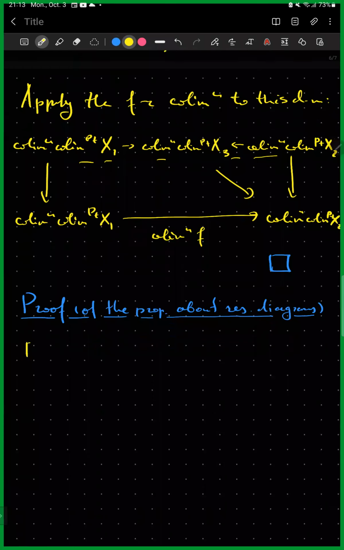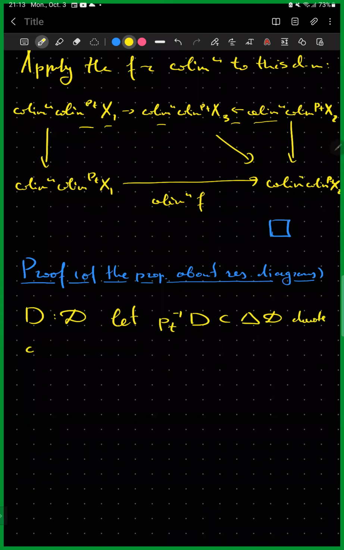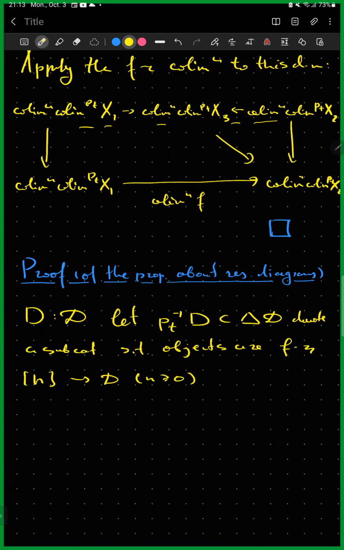Okay, so assume that we have an object T in category D, and let T minus 1 D denote the subcategory in the simplex category such that objects are functors from these chain categories to D, for all non-negative n, such that En is equal to D, which means that the projection functor maps this object to D.